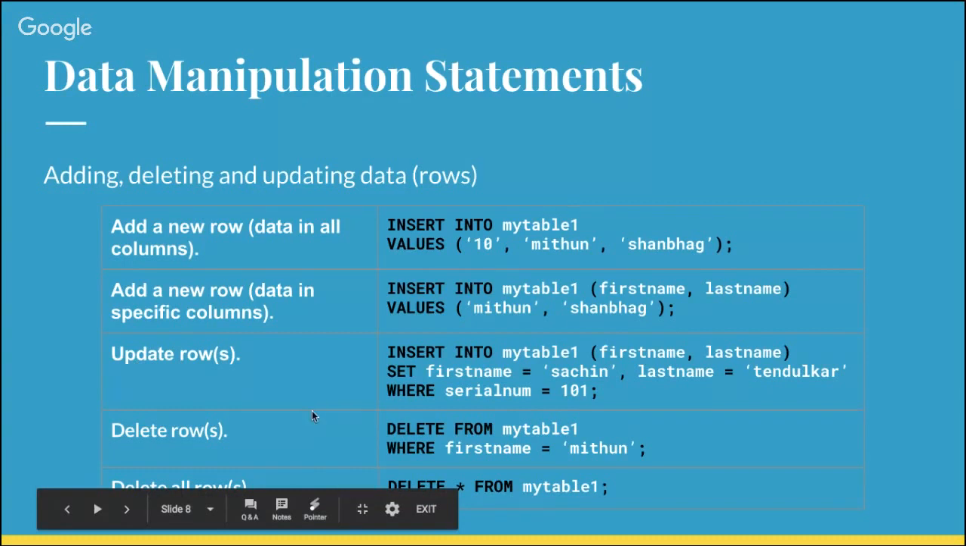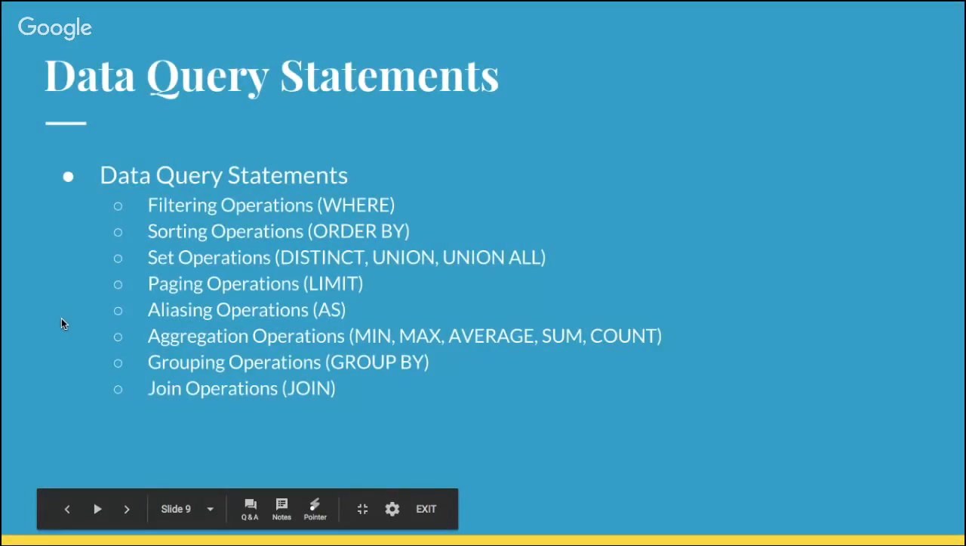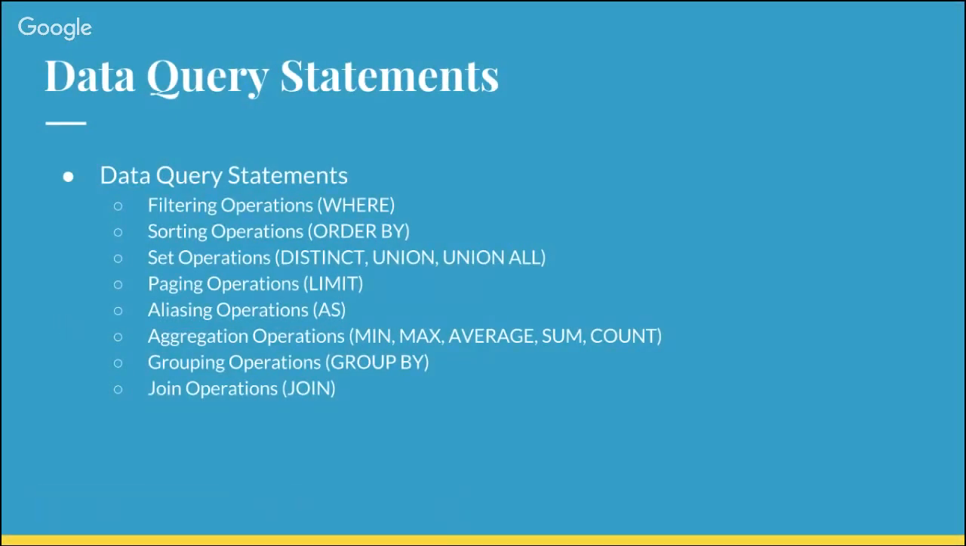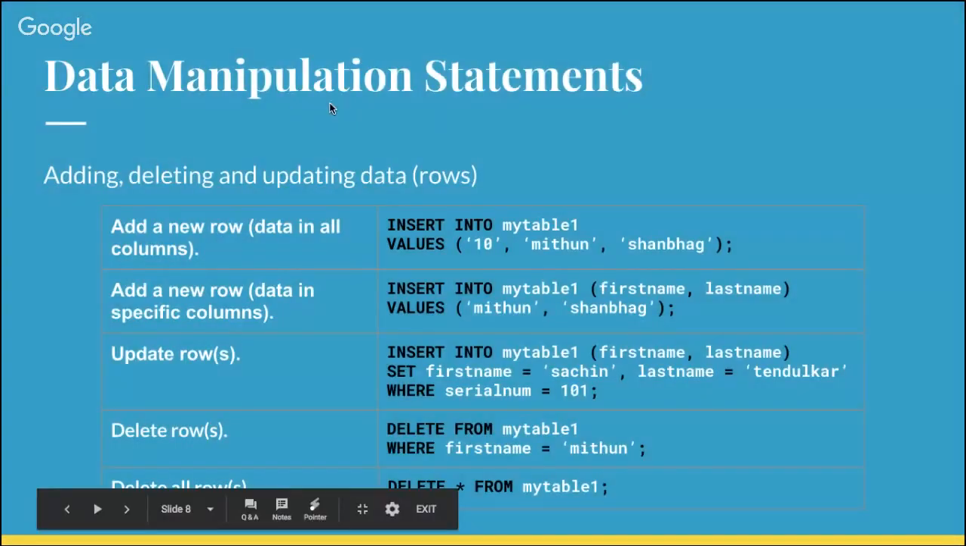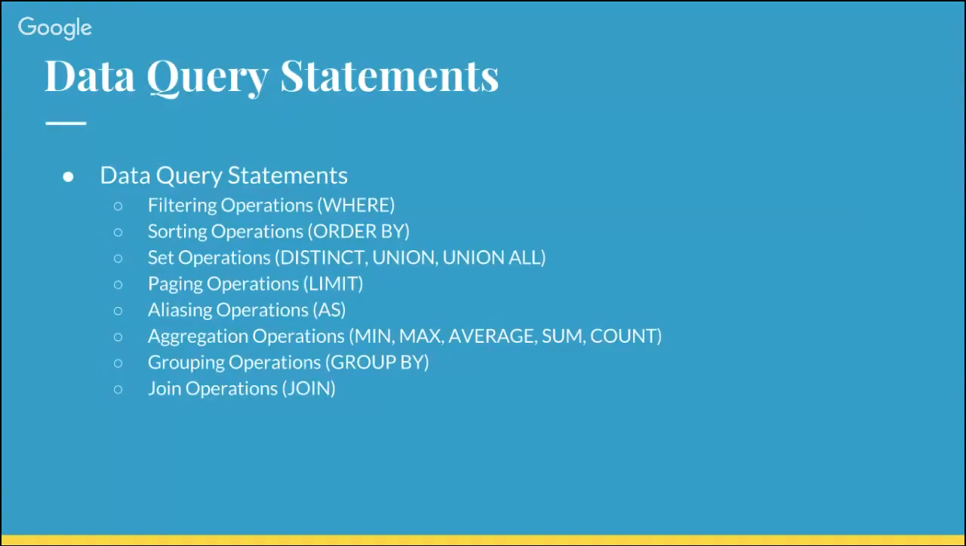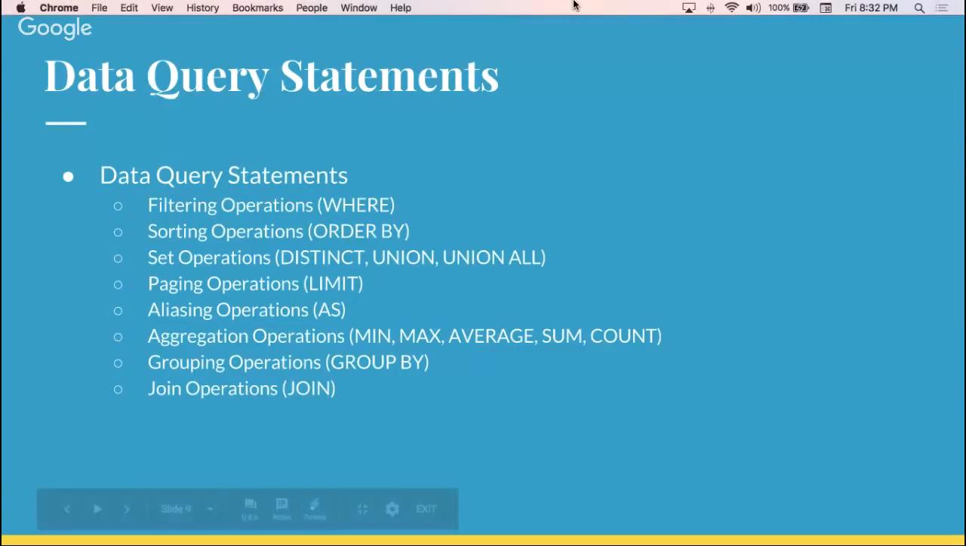To delete all the rows, you would do delete star from my table. I don't recommend doing it unless you're absolutely sure about this. All right. So previously we looked at data manipulation: how to insert, update, and delete one or more rows. Now let's look into how to query rows.